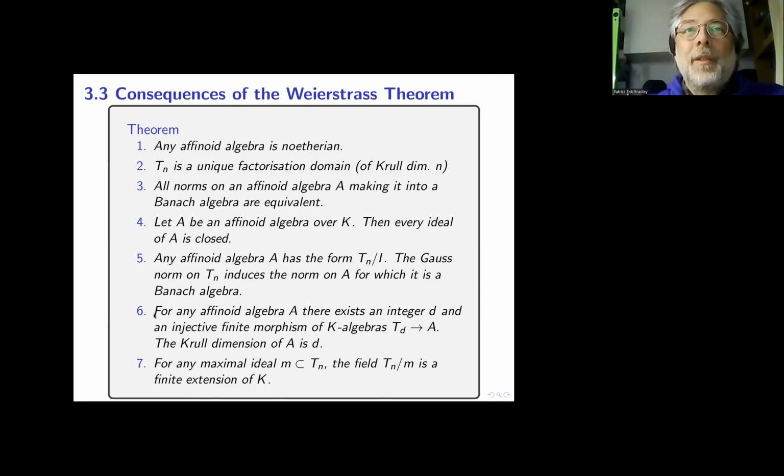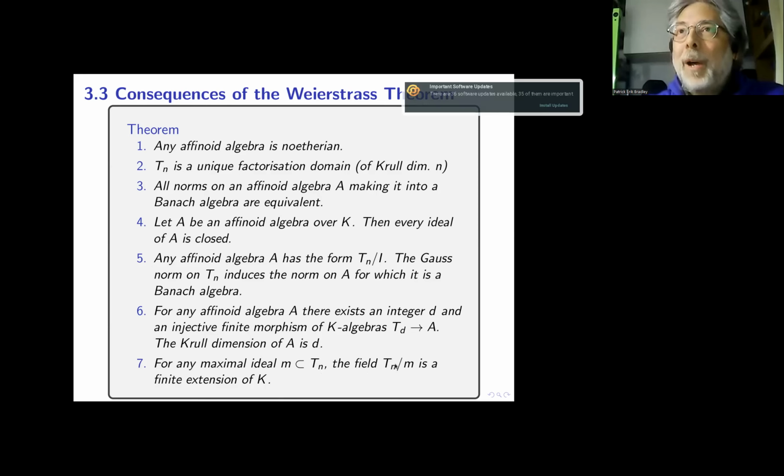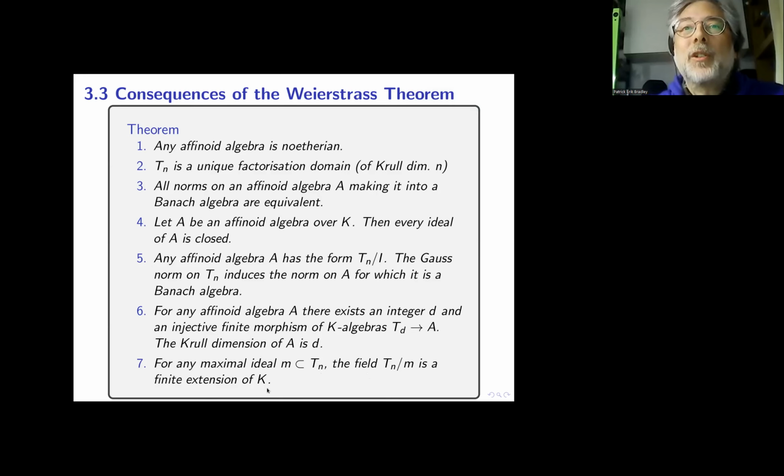And another result is for an affinoid algebra, you can go the other way. There exists an integer d and an injective finite morphism, so it's a finite extension of such a Tate algebra. And then this gives you the Krull dimension of A, namely d. And another result at the end, which is important for what we are doing: for any maximal ideal M in Tn, the quotient by a maximal ideal is, as you know, a field, but this field is a finite extension of the field K that we started with.